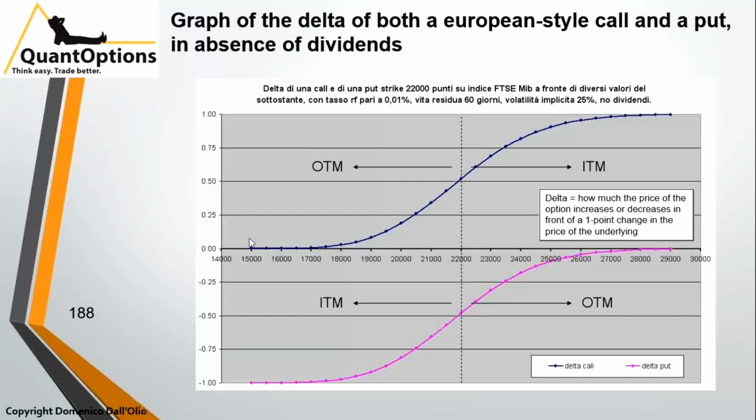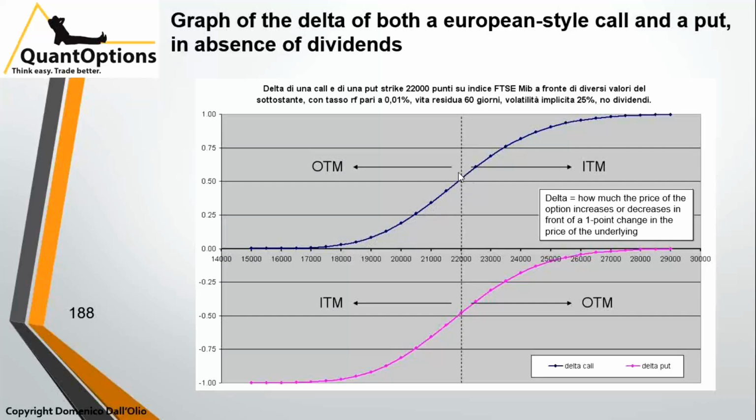So the reactivity of the option is very close to zero. No matter what happens to the spot price, the price of the option will have very little change. What happens if the underlying increases and gets close to the strike? The delta starts increasing, and it increases more and more as we get close to the strike price.